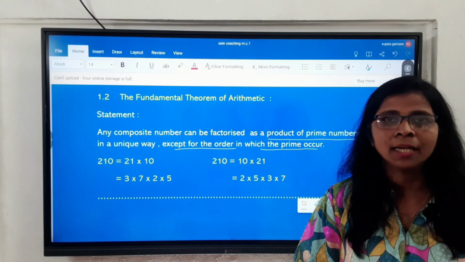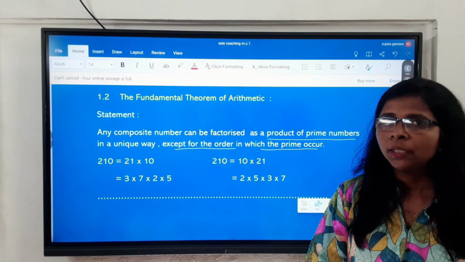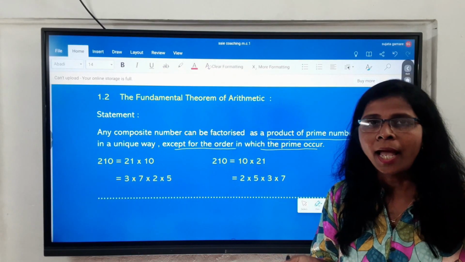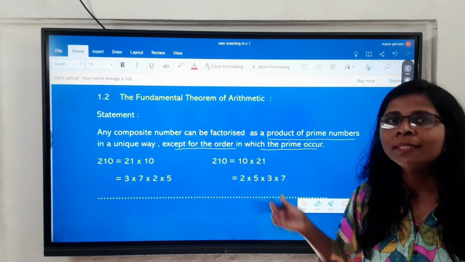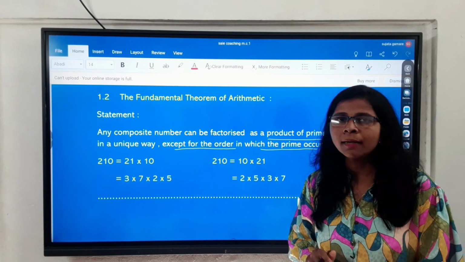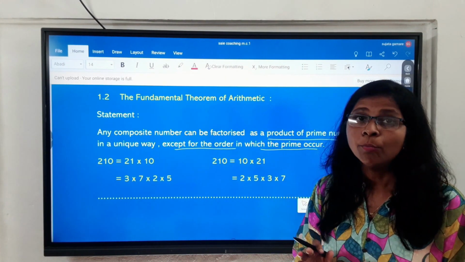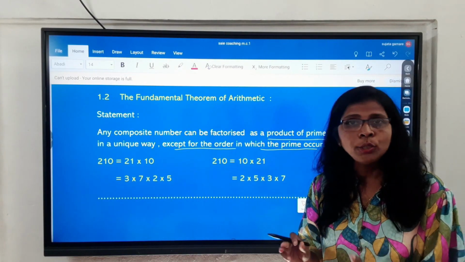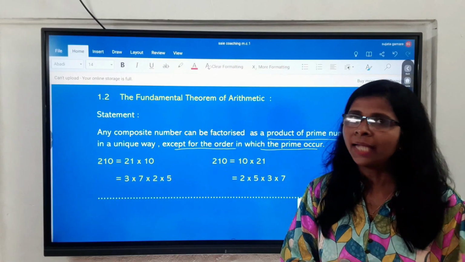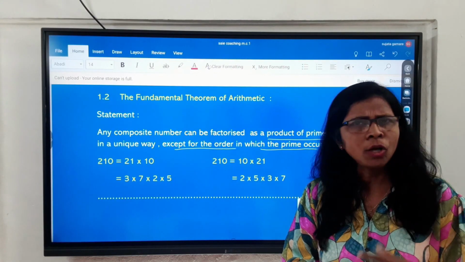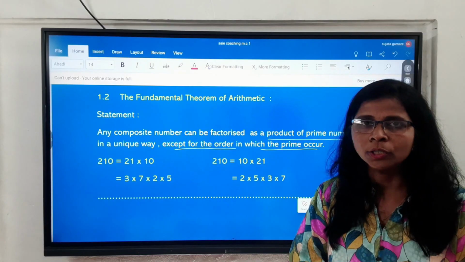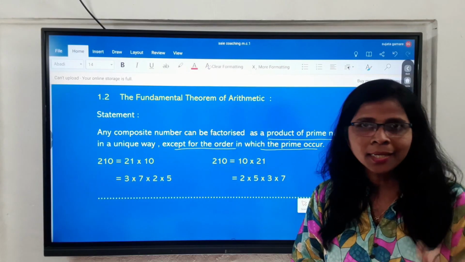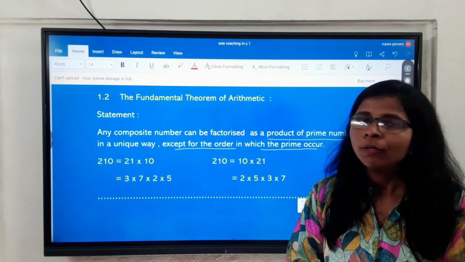The meaning of this statement is that if there is any composite number, and you have to factorize it, meaning find its factors, then what will you do? You factorize it, but it does not matter how you factorize, the order of the primes, either ascending order or descending order, does not matter. Okay, so here let us take an example to clear this theorem.